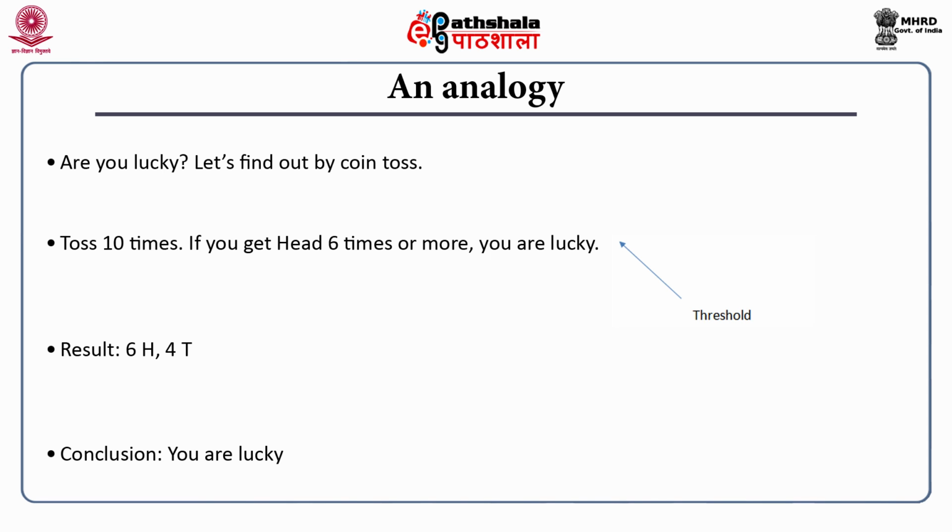Had my earlier conclusion been if you get 5 times or more heads you are lucky, then again that is absolutely fine. But had my earlier theory been 8 times or more heads, then the result says you are not lucky. So you cannot change your threshold value from 6 times to 8 times. That tweaking is not possible. That is how scientific hypothesis testing works.